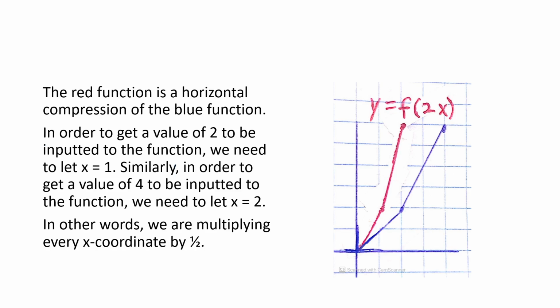The red function is a horizontal compression of the blue function. In order to get a value of 2 to be inputted to the function, we need to let x equal 1. Similarly, in order to get a value of 4 to be inputted to the function, we need to let x equal 2. In other words, we're multiplying every x coordinate by a half. So the factor is 1/2 on those x coordinates. Those x coordinates are horizontal. When you multiply something by a half, you compress it.